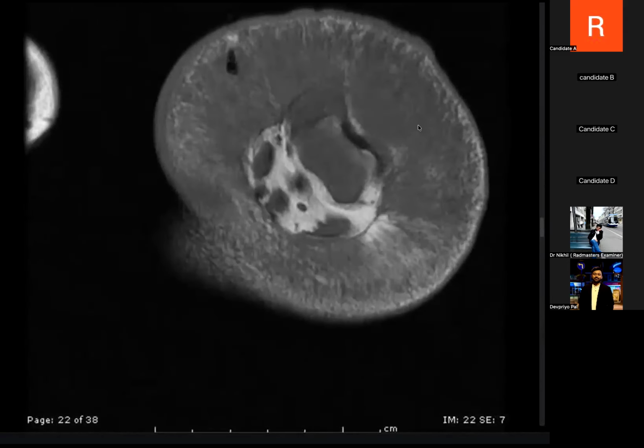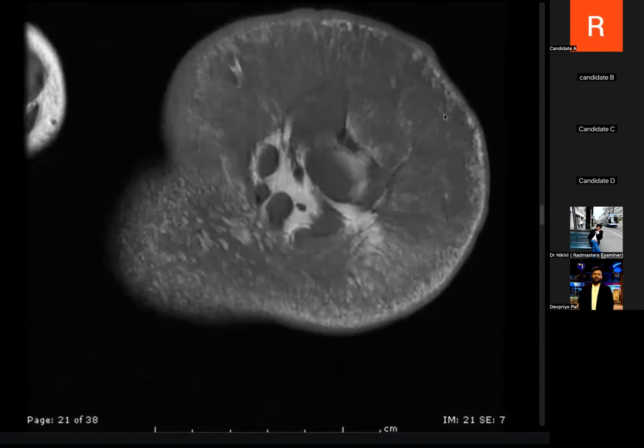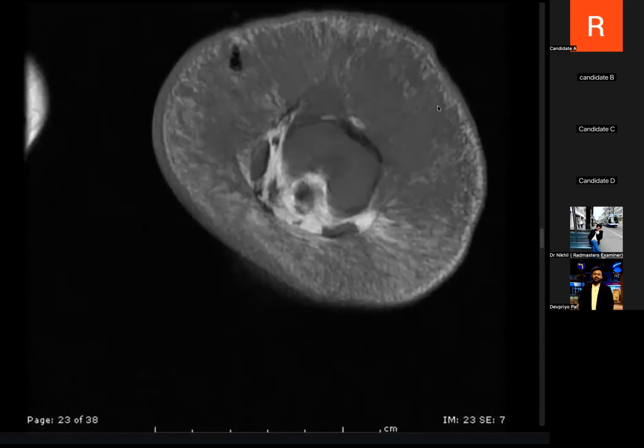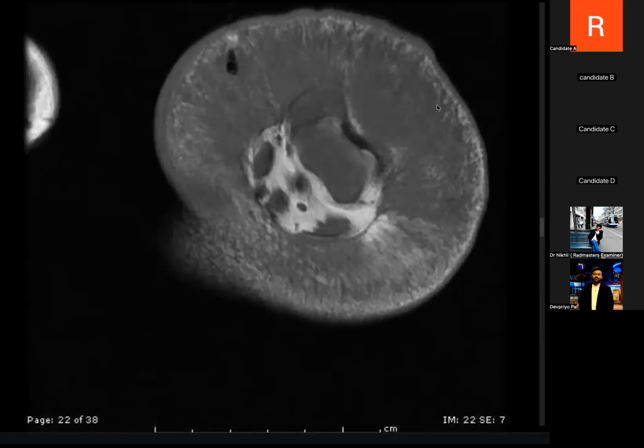So at this point, I still keep vascular malformation as my first diagnosis. As a part of my diagnosis, I would like to proceed.